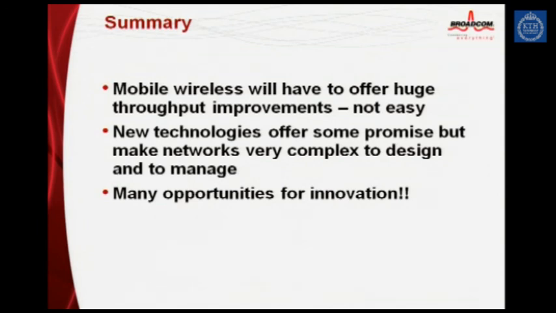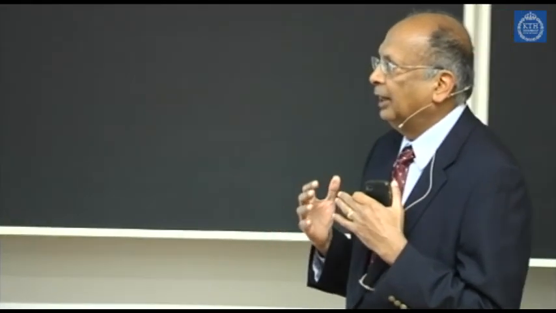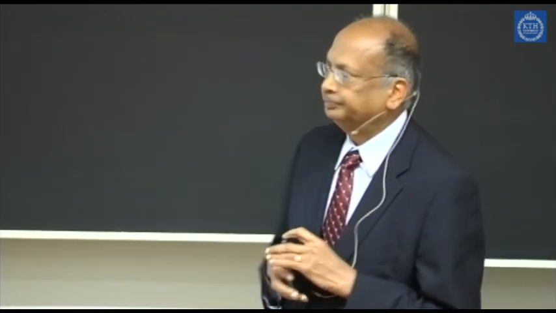So new technologies offer some promise, but make networks very complex to design and manage. That's the key underlying factor, that the cost of buying capacity from layer one, layer two, comes with high complexity. So many opportunities for innovation. I think one of the innovations we have to look at is how to cut through this complexity and make it easy to optimize the network. And I think if we don't do that, a lot of these ideas will remain on the shelf.